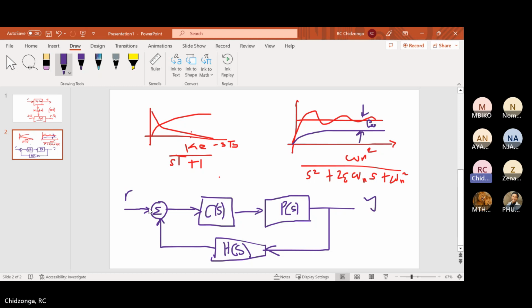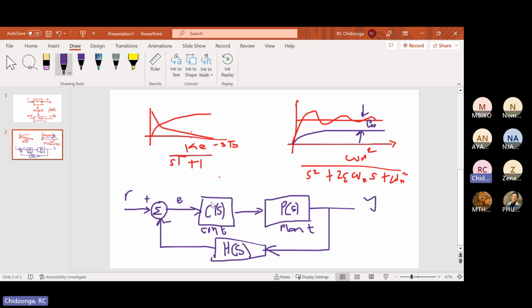And we compare the input to the output, so we generate an error here. This is your controller, C(s), and this is the plant.